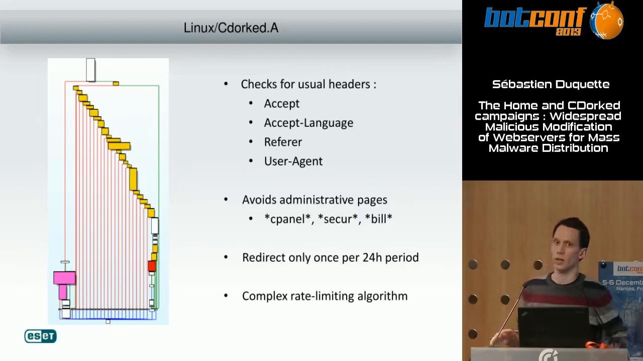The same thing for pages that might be for administrative panels or, for example, billing. They would not redirect, and they would redirect you only once per 24-hour period. And there's also a quite complex rate limiting algorithm in it. I'll show graphs in a couple of slides, but they would usually use the server in a big spike at a time, and then stop using it, so that it would not be constantly used throughout time. And the little red box is the point where the page would be redirected, and for the small pink box that is bypassing all of this, there's also a remote shell that is accessible from the backdoor, so they could also access the server.